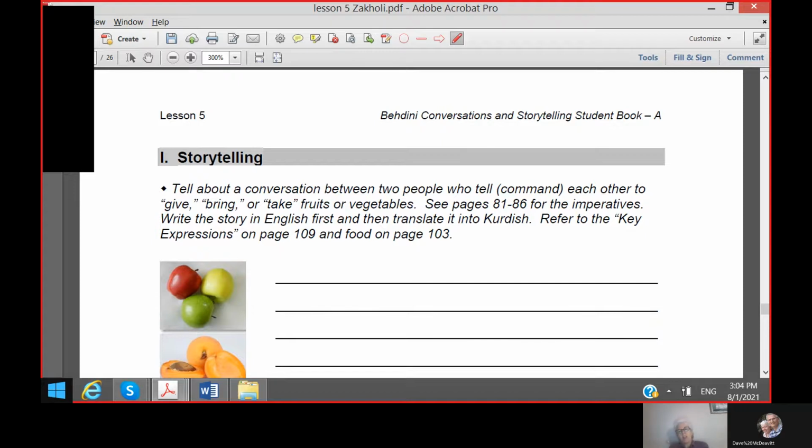So you can look on pages 81 to 86 for the imperatives. First, write your story in English and then translate it into Kurdish. And you can refer to page 109 to the key expressions and to the food on page 103 for ideas.